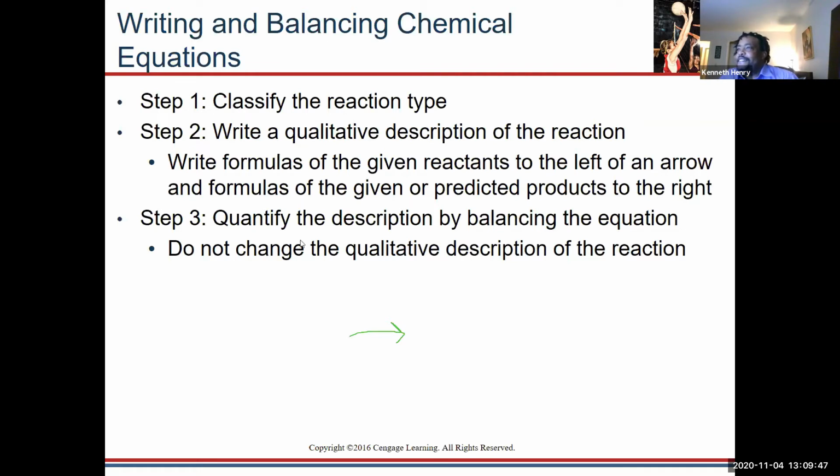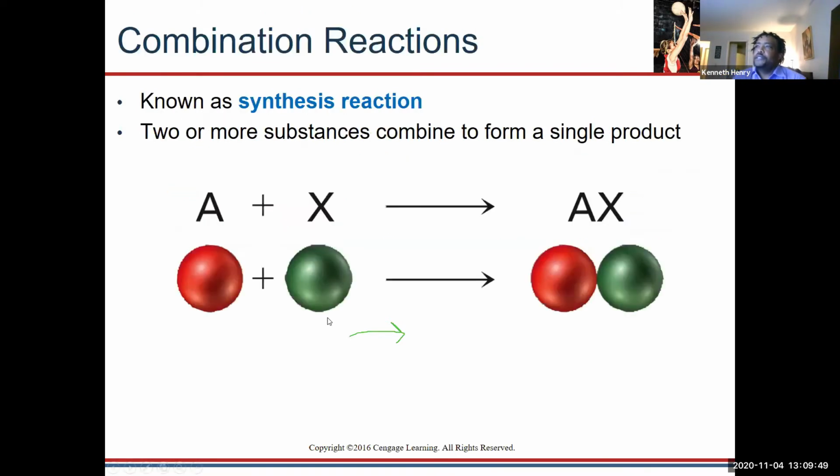Okay, so the first reaction that we're going to talk about is called the combination reaction, or the synthesis reaction. In the case of the combination reaction, you have two different substances and they come together to form a single substance or a single product. Okay, A plus X yields AX. My screen is showing, right? Good.